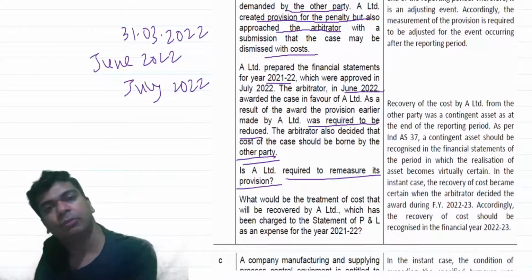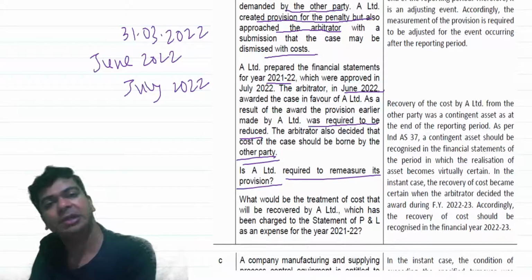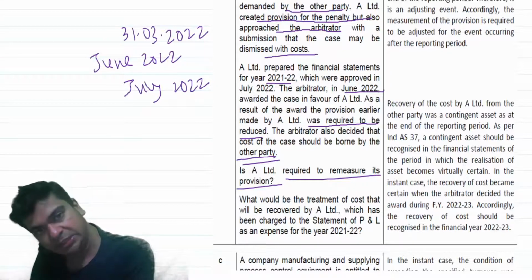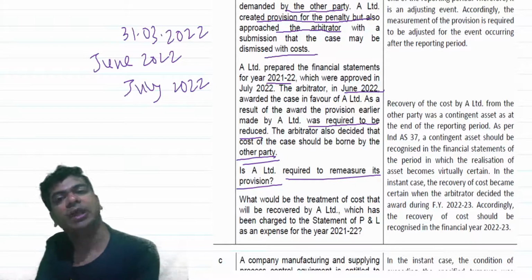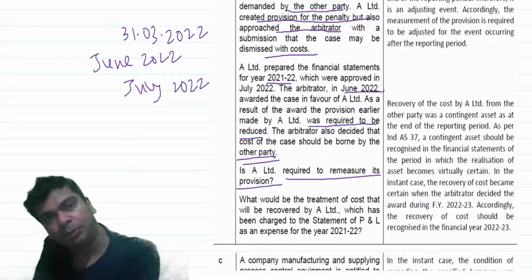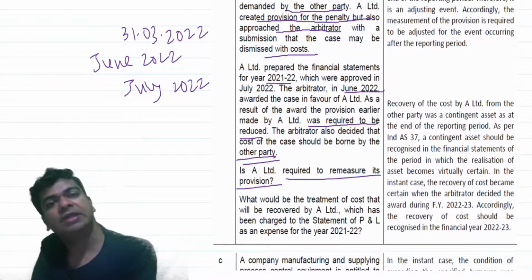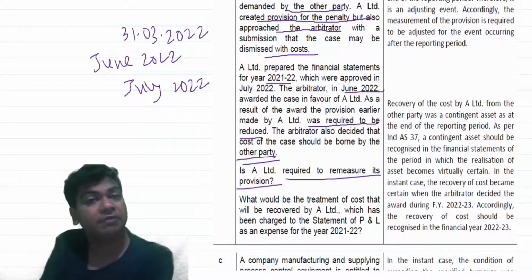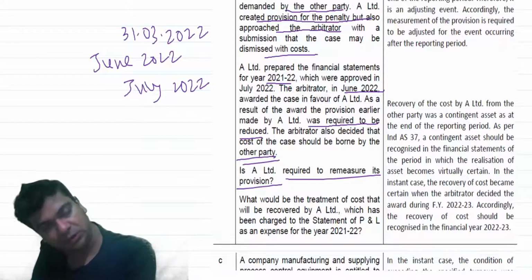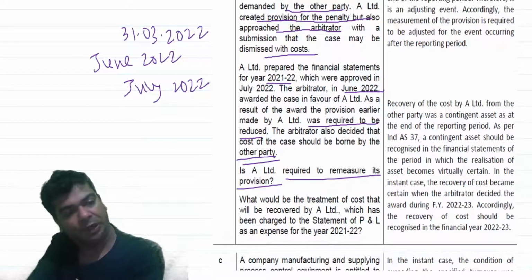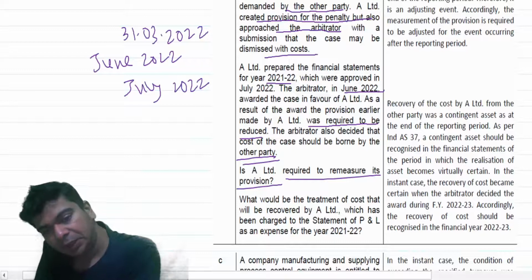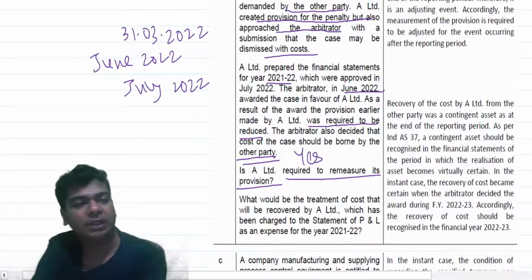Can you remeasure the provision? Of course you can remeasure the provision. You will apply Ind AS 10, treat this as an adjusting event, and you can reduce the provision. Don't worry, right? Events after the reporting period can even be favorable events. This is a favorable event for us, right? Is A Limited required to remeasure the provision? Our answer will be yes.